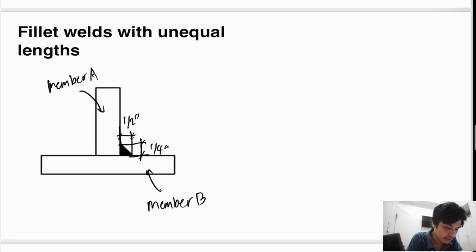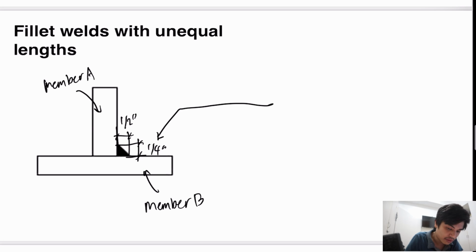How do you write that? So if you're going to place the welding symbol, so if you point the welding symbol just like this one, this is on the arrow side of the weld. So you have to place the weld symbol below the reference line. The size of the fillet welds have unequal length, so you have to put both sizes of the legs, 1/2 inch by 1/4 inch.